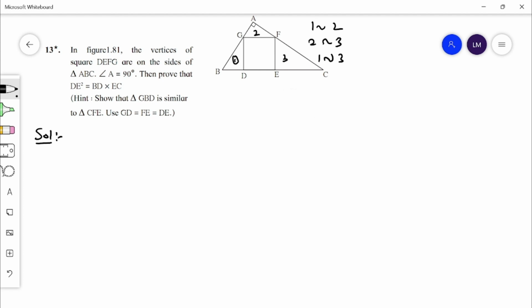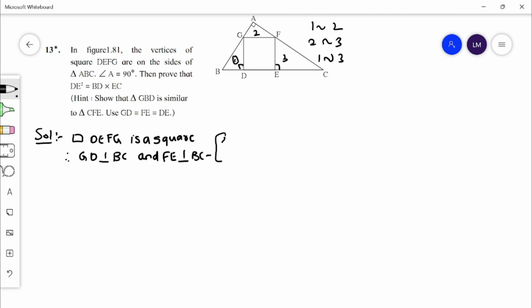Before that, we have to write certain points. Quadrilateral DEFG is a square, right? If it is a square, then these two angles will be 90°, right? Therefore GD is perpendicular to BC and FE is perpendicular to BC. Reason: you all know each angle of a square is equal to 90°, right? Now we'll take the first two triangles.